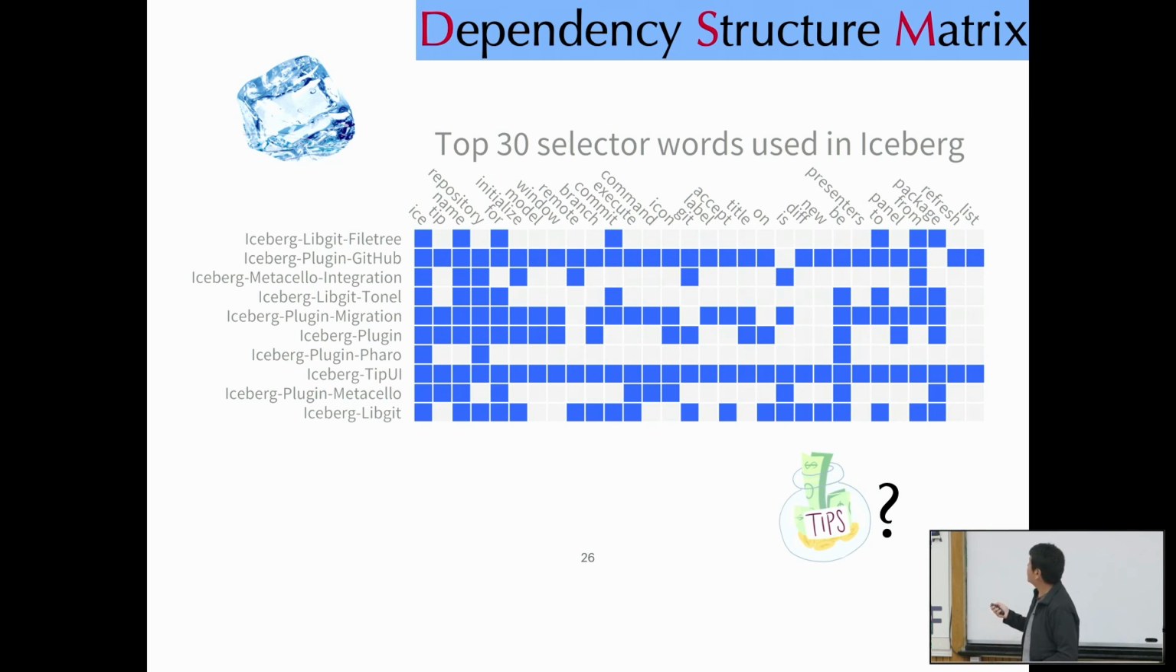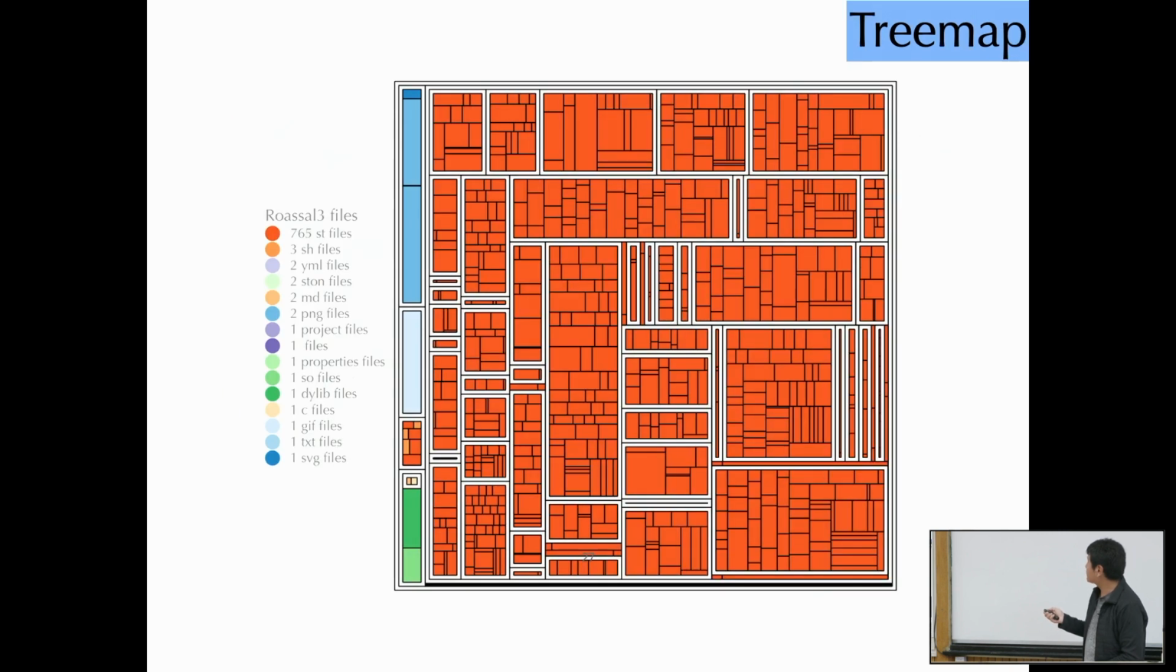But also they have name, repository, model. I haven't read much of the Iceberg code, but yes, with that I at least understand a little bit what the intention of this project is. And also, someone told me that ice and tip is used in the UI. And yes, as you can see here in the Iceberg tooltip UI, they use this a lot.